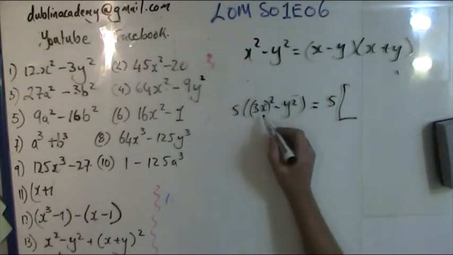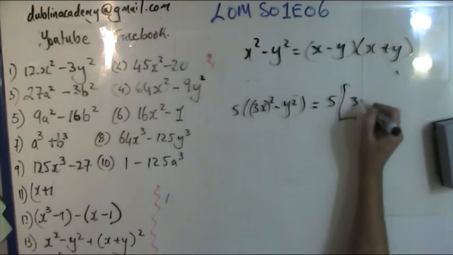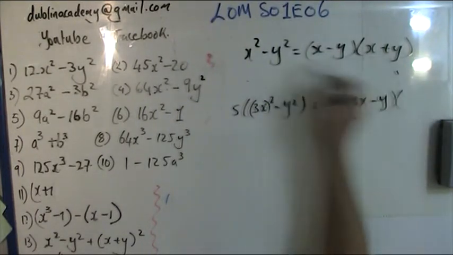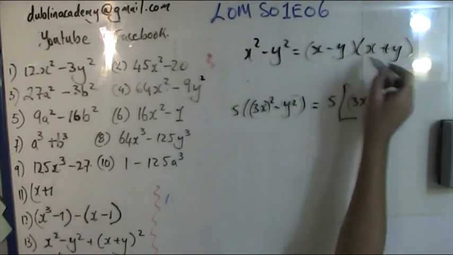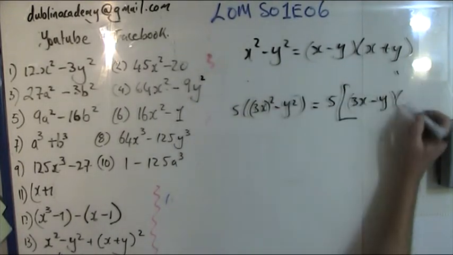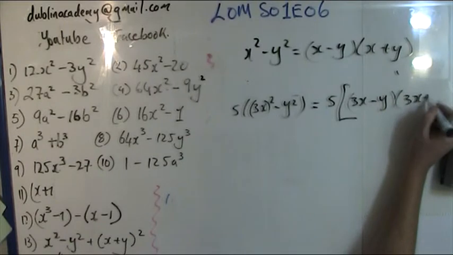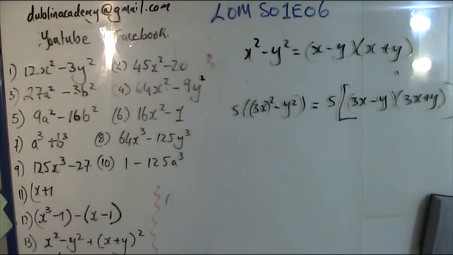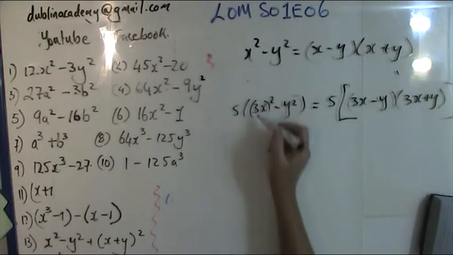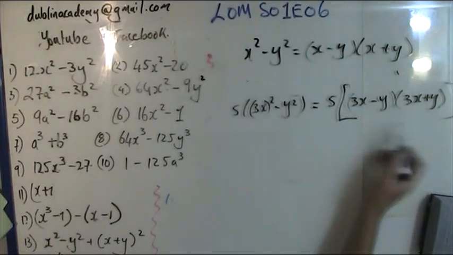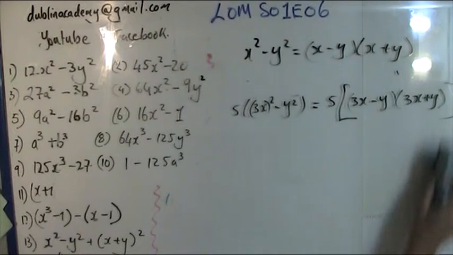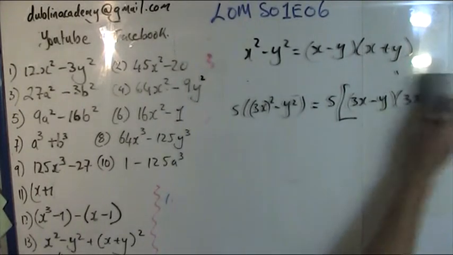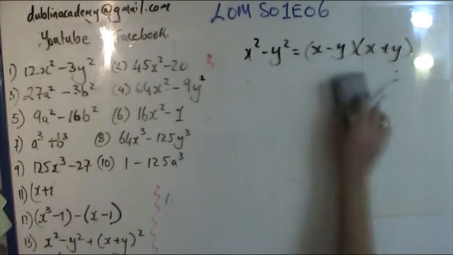So it's the first term minus the second term, so it's 3x minus y. We don't put in any of the squares or anything like that. We just follow this template here. Plus, the first one plus the second one, so it's 3x plus y, all times 5. And that's that. That's that question simplified. It's factorized. So that's the difference of two squares.